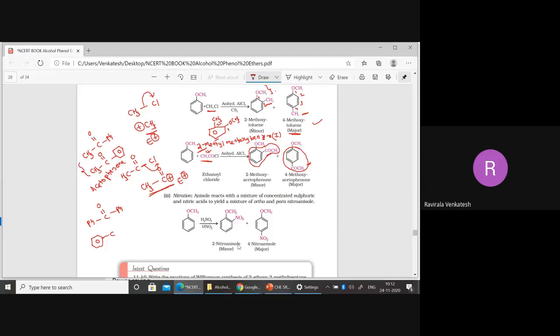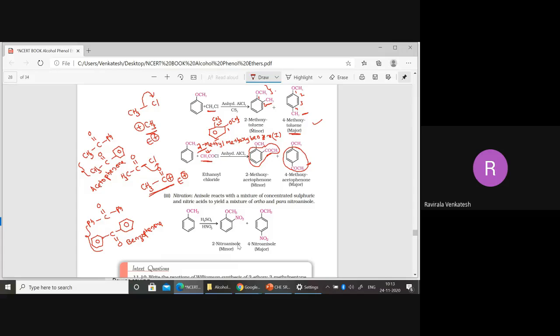Benzene, C double bond O, benzene. Now this is called what? Benzophenone. Benzophenone it is. So these two are called benzophenone. These two are called acetophenone. This is called 2-methoxyacetophenone, 4-methoxyacetophenone.